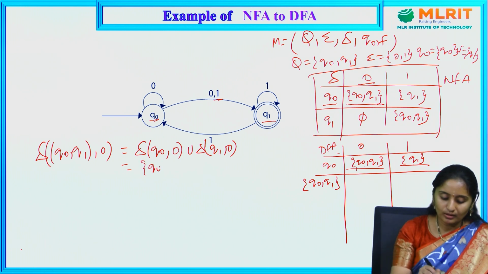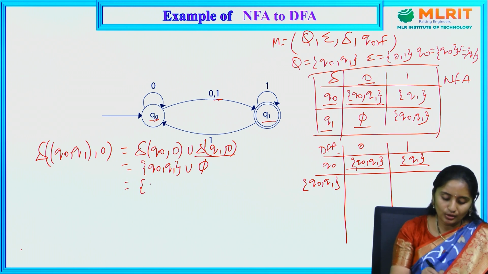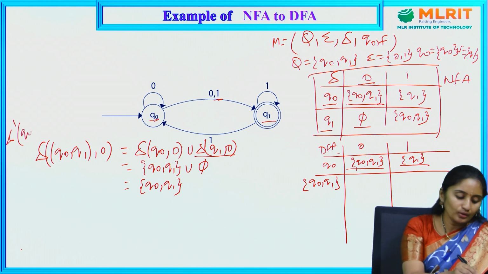Q0, comma Q1 union Q0, delta of Q1, comma 0. Q1, comma 0. What do I have? Pi. So pi into something is something. So it is nothing but Q0, comma Q1. So this is nothing but delta dash of Q0, comma Q1 on 0 input.